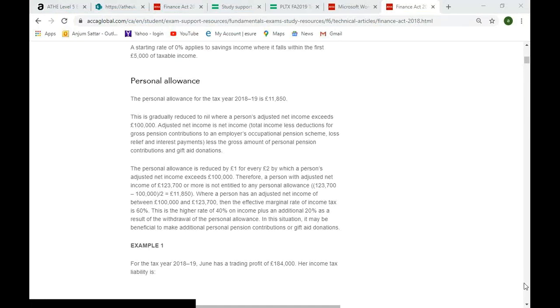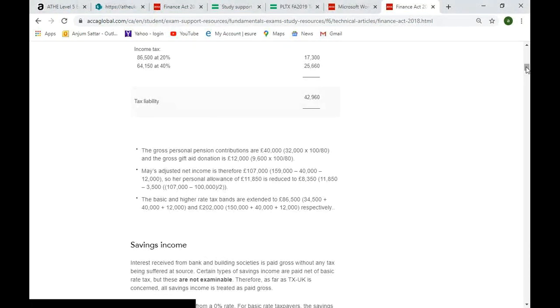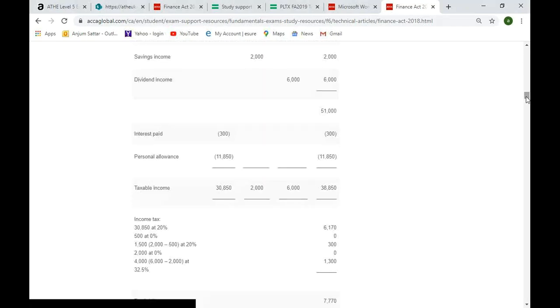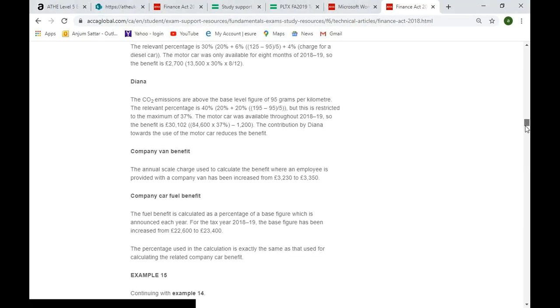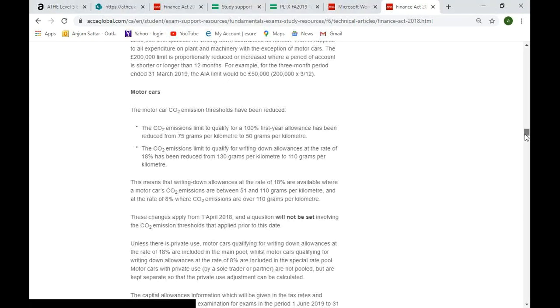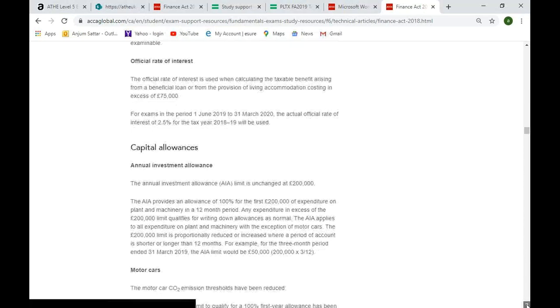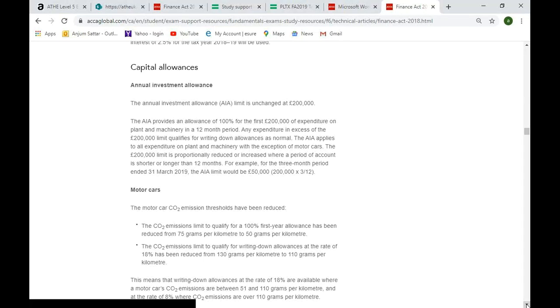Yeah. Okay, brilliant. So that's your personal allowance. We discussed savings income. We discussed dividends. And now we have a question about companies. This is a capital allowance, annual investment allowance, yes. We've been given that we have a car. 200,000, 100% we are allowed in 12 months. Any expenditure in excess of 200,000 gets the written down allowance as normal, which is the percentage that applies.